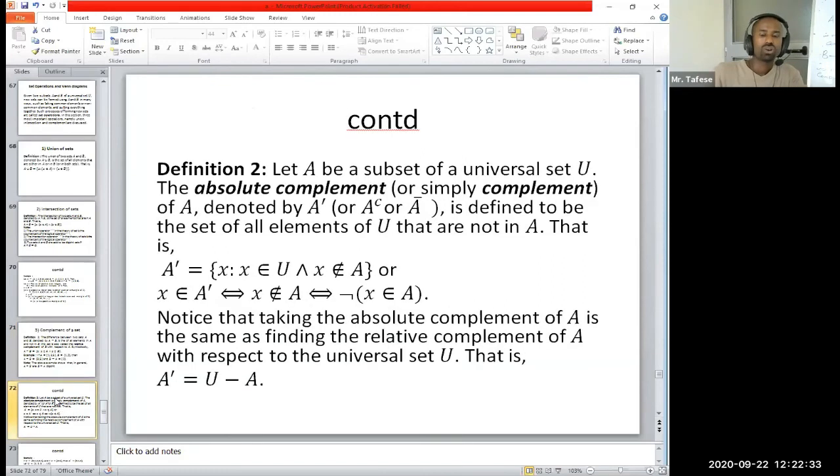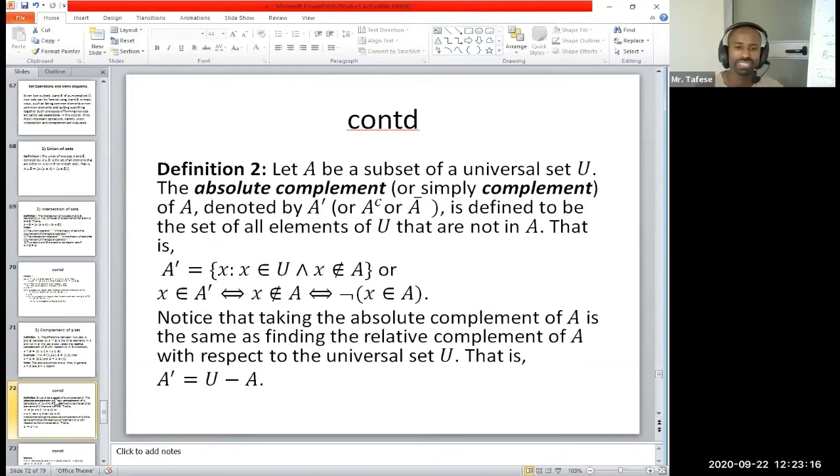So the next one is the absolute complement. The previous one was the relative complement. The absolute complement A': let A be a subset of the universal set U. So A must be a subset of that universal set U. The absolute complement, or simply complement, of A, denoted by A', A^c, or A bar, is defined to be the set of all elements of U that are not in A.